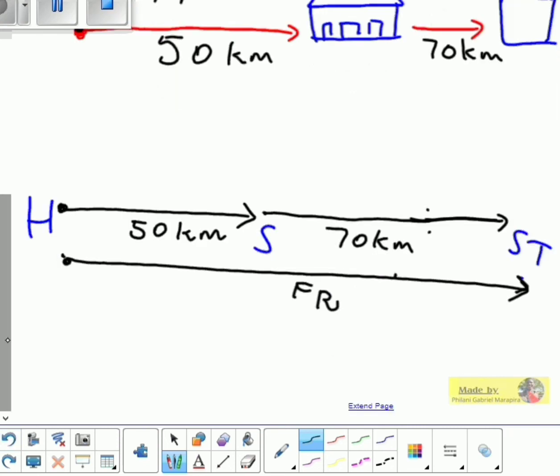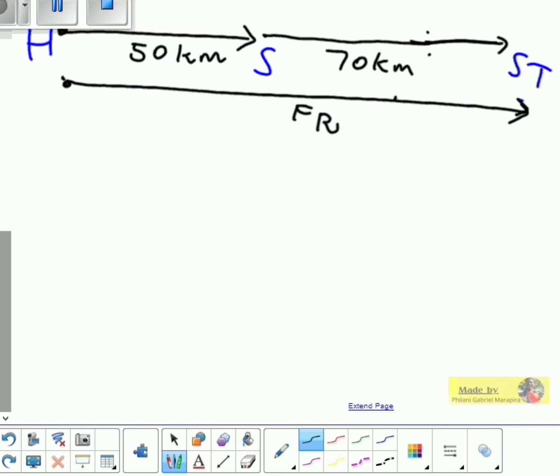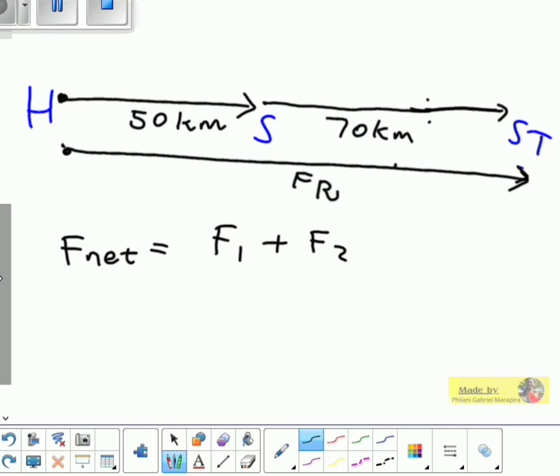So this is one dimension. These are collinear points. Therefore, if they were to say calculate the magnitude of the resultant vector, or what is the size of the resultant vector, you would say F net is equal to F1 plus F2. Why are you adding these two? It is because these two make up this F net, which is the resultant vector.